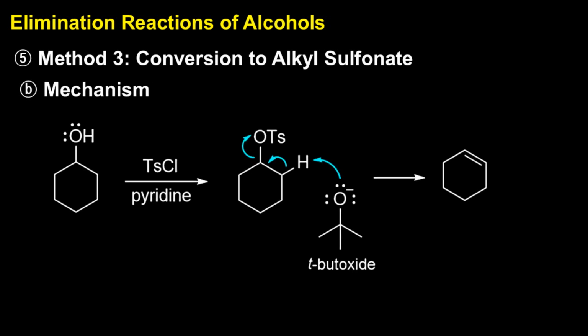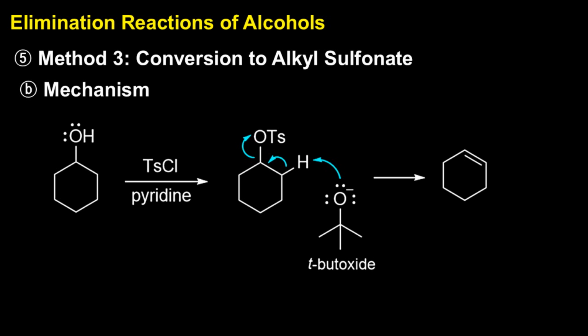We're starting with cyclohexanol. First, we treat it with TsCl, that's tosyl chloride, and pyridine. This turns the OH group into a tosylate, shown here as OTs, a great leaving group. Next, we add a strong base like tert-butoxide. The base removes a beta hydrogen, and at the same time, the tosylate group leaves. That's your classic E2 reaction. Both steps happen together in one smooth motion, giving you the final alkene. Clean, efficient, and very predictable.